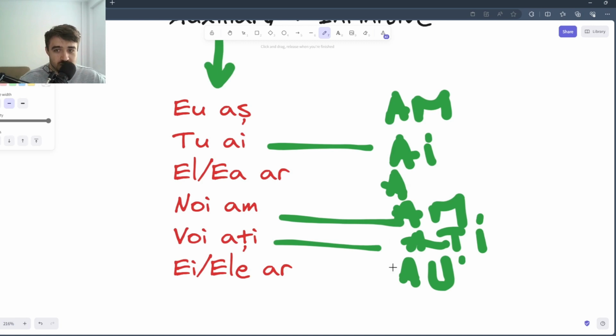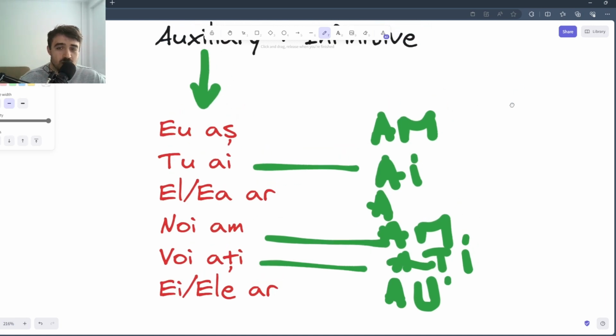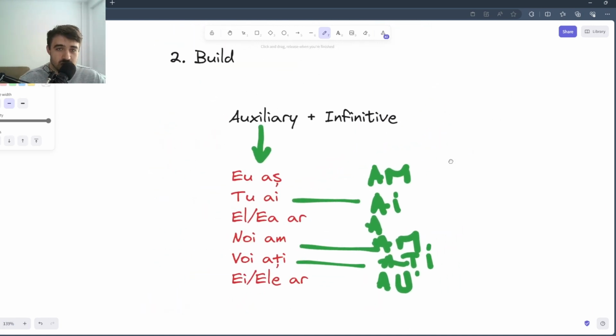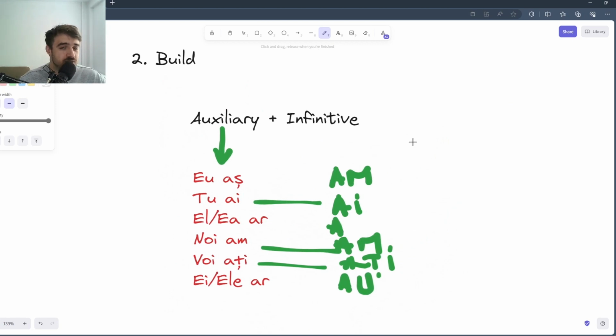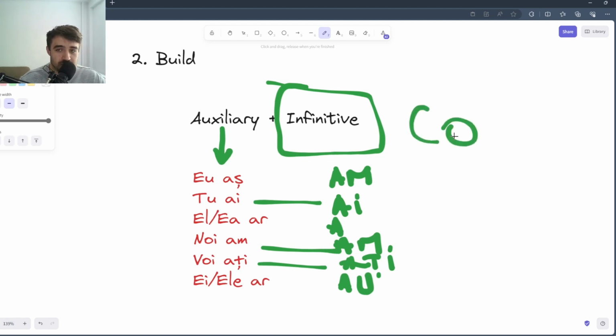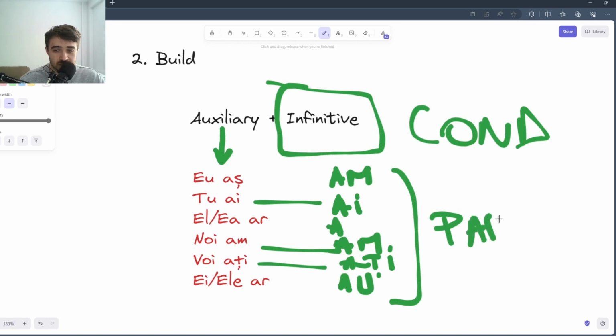So there are quite a lot of them that are similar. Now, how can you spot the difference and know when to say one or the other? Well, it comes obviously with the second part. So the infinitive is for conditional. And for this, which is the perfect compus, you will use a participle.